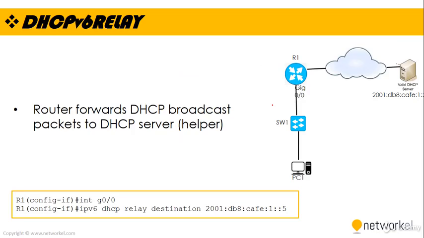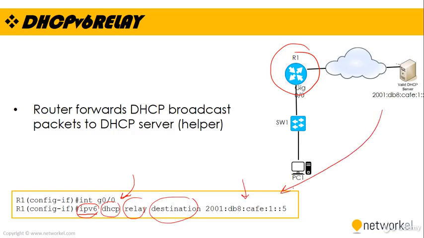We can also use our router as a DHCP version 6 relay, and the router here forwards the DHCP broadcast packets to the DHCP server. Here is the configuration of the DHCP relay in IPv6 networks. We are getting into the interface mode again, and the command this time is IPv6 DHCP relay destination and the IP address of the remote DHCP server.